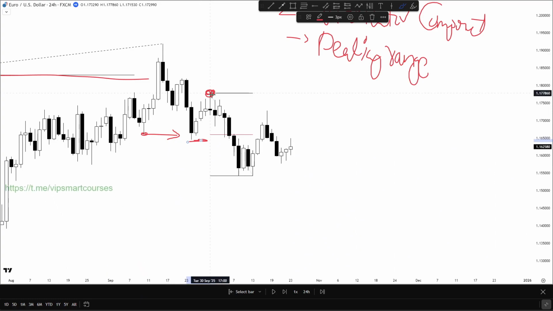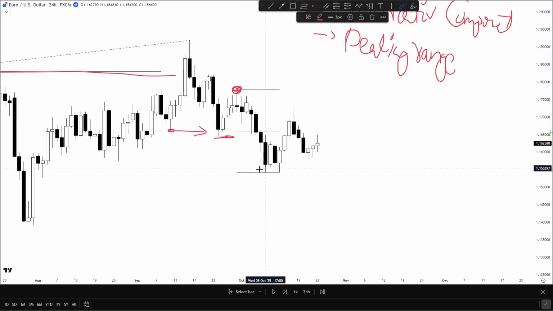Okay, this high led to this low being broken to the downside. So this high in practice became a significant high or a key high. Now, obviously, in order to define a dealing range, we also need a significant low. Okay, we also need a significant low before we could define a dealing range, right? And the significant low we have in this case is this low.